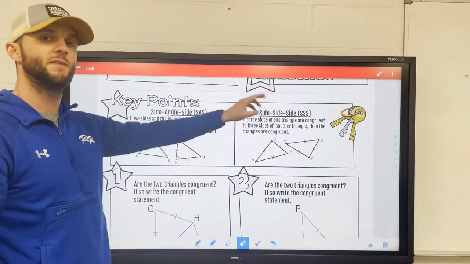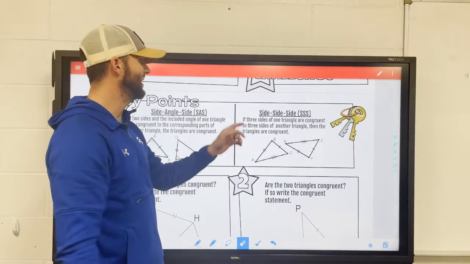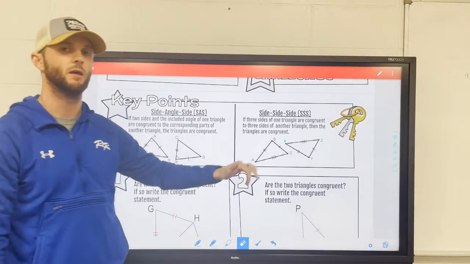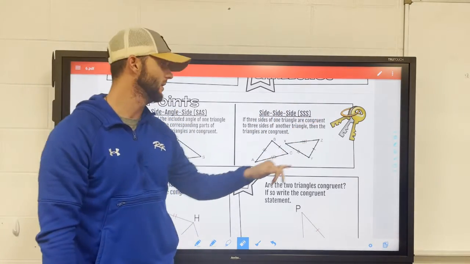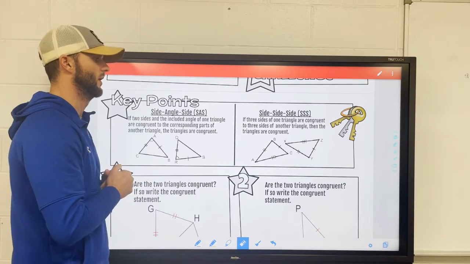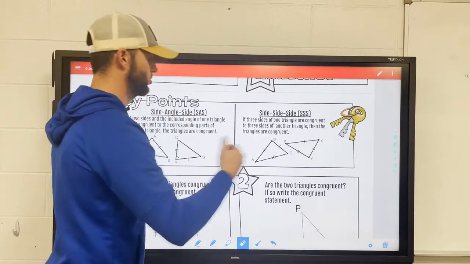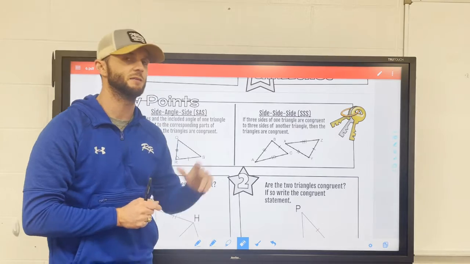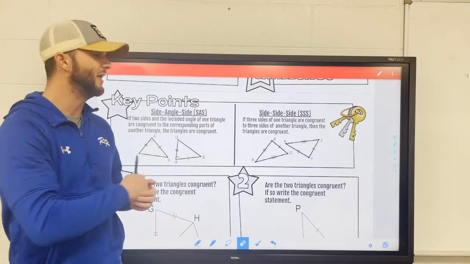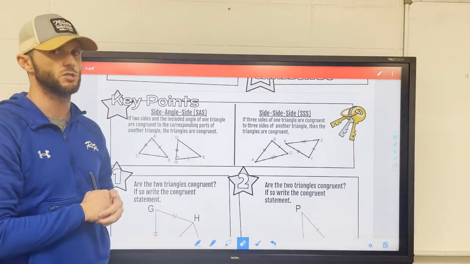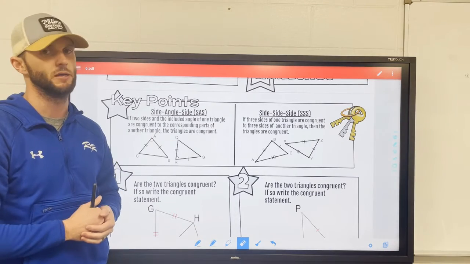All right, so now look at the next one. So I have side, side, side. So just like side, angle, side, we are now doing side, side, side. So it says, if 3 sides of one triangle are congruent to 3 sides of another triangle, then the triangles are congruent to each other. So that means if the two triangles are congruent to each other, that means all of their corresponding parts are going to be congruent to each other as well, meaning all the angles are going to be congruent as well.